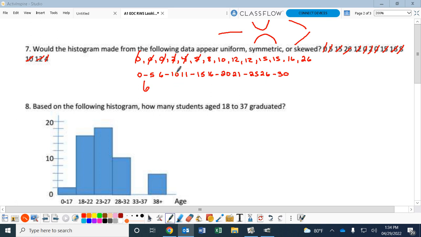Okay, guys, here we go. From 6 to 10, what was it? 2. From 11 to 15? 4. From 16 to 20? 1. 21 to 25? And then 26 to 30.